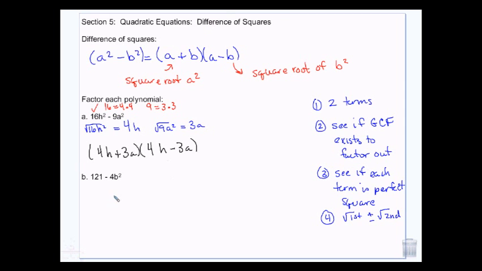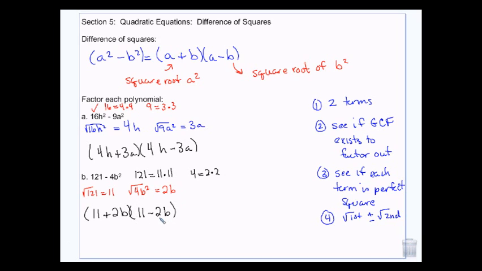Okay, so 121 and 4 don't have anything in common. So I look, is 121 a perfect square? Yeah, 121 is 11 times 11. And 4 is 2 times 2, so these are both perfect squares. So I take the square root of 121 is 11, and the square root of 4b squared is 2b. So to factor this, I do 11 plus 2b, 11 minus 2b.